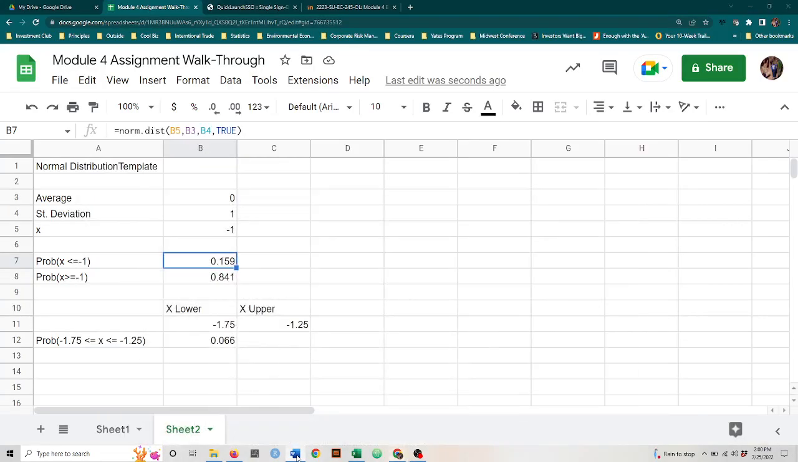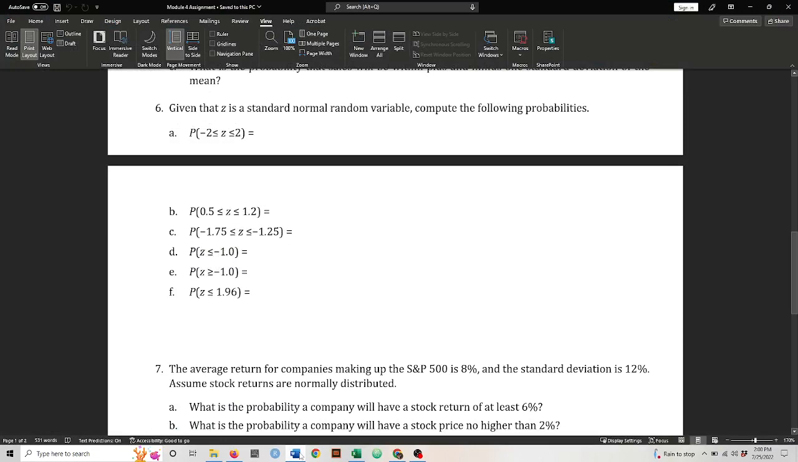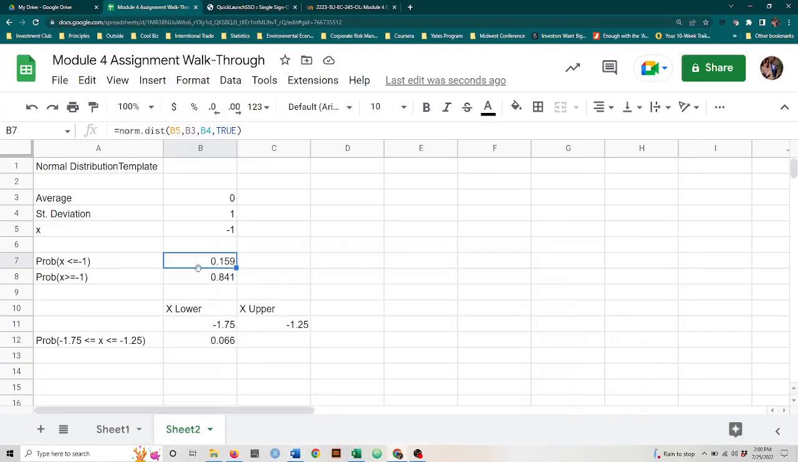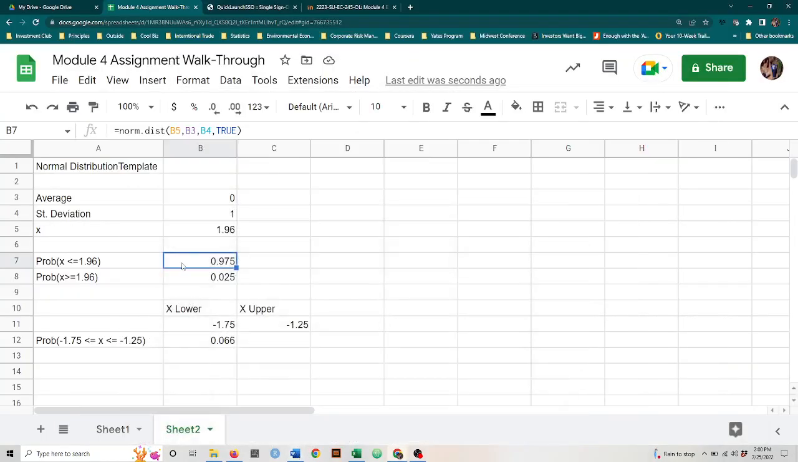Greater than or equal to negative 1, just the opposite of that, so 84.1% that we can see there, if I'm reading that right. Less than or equal to 1.96. If you've done some stats before, you can see this is a value that's going to pop up a lot. We'll see this probability. And so this is kind of an interesting one that we're looking at. I think it was less than or equal to, yep, so 97.5% at 1.96.